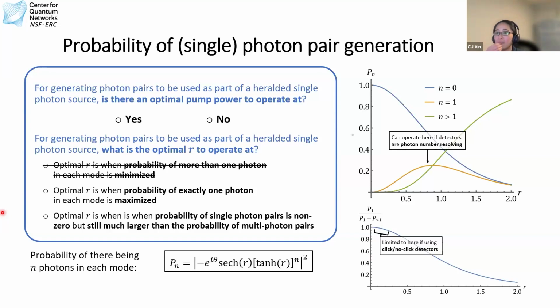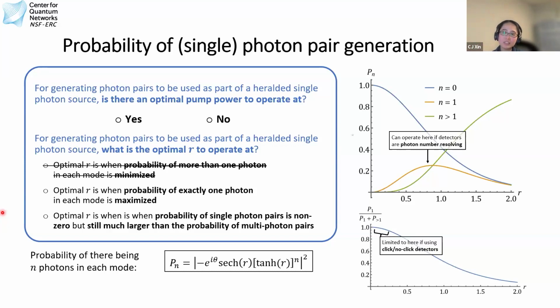Don't worry about it. But okay, so let's now get back to the first question, which is, is there an optimal pump power to operate at? So you can argue both ways. You can say yes, because if you assume a constant interaction length, constant nonlinearity, and you want to get to a certain and constant mode overlap, and you want to get to a certain R, because there is an optimal R, then there is definitely an optimal pump power to operate at.